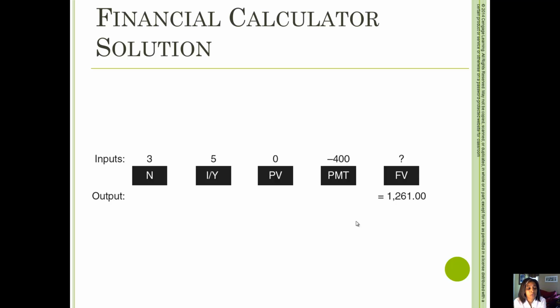So in your financial calculator you'll put 3 N, 5 for the interest rate, 0 present value, because you're not starting off with anything, you're going to make payments. So payments are -400, or in the calculator you'll put the number first, so -400 payment, and then you hit compute future value. Now, of course, as I've mentioned before, I explained the calculator solution based on the TI BA II Plus. If you're using one of the HP calculators, it's going to be basically backwards for the keystrokes. So our solution for this is still 1261.